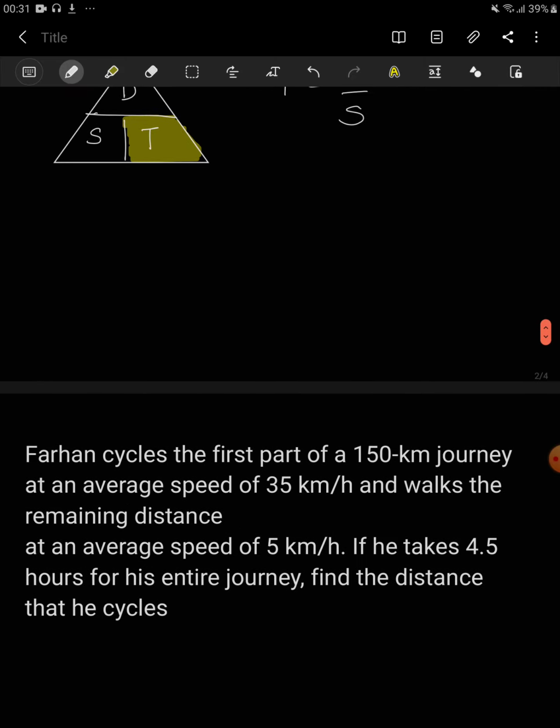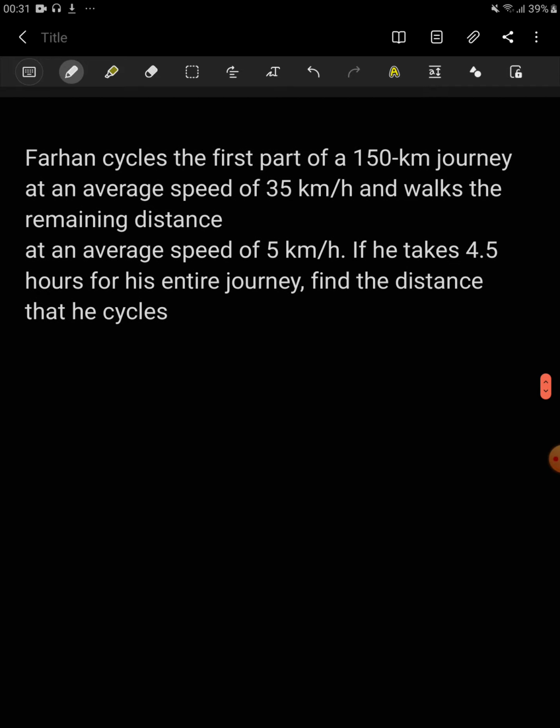Let's take this first example. Farhan cycles the first part of a 150-kilometer journey at an average speed of 35 kilometers per hour and walks the remaining distance at an average speed of 5 kilometers per hour. If he takes 4.5 hours for his entire journey, find the distance that he cycles.